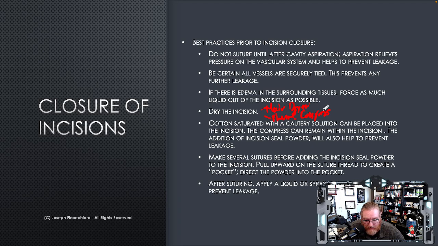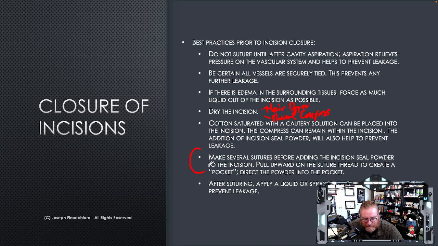Which is the next item. Cotton saturated with a cautery solution can be placed into the incision. The compress can remain within the incision if you want. I tend to take them out and replace it with fresh cotton. That's just me personally. The addition of incision seal powder will also help to prevent leakage. Almost everyone uses incision seal powder. Make several sutures before adding the incision seal powder to the incision. Pull upward on the suture thread to create a pocket and direct the powder into the pocket.